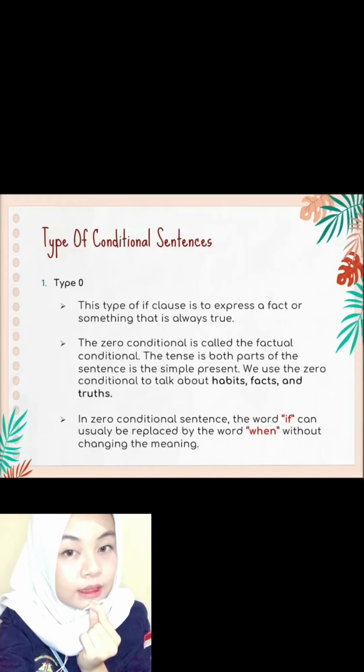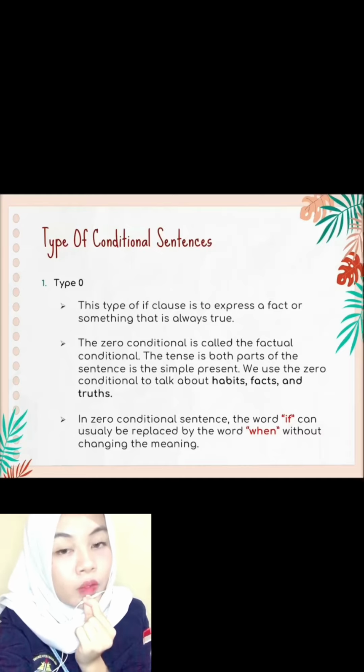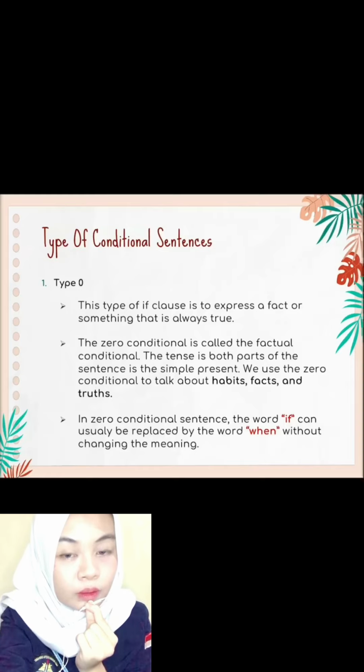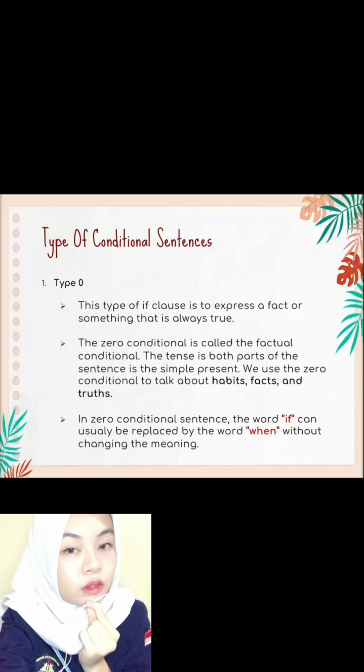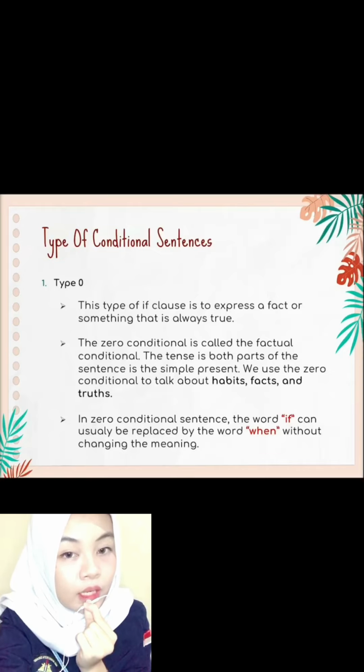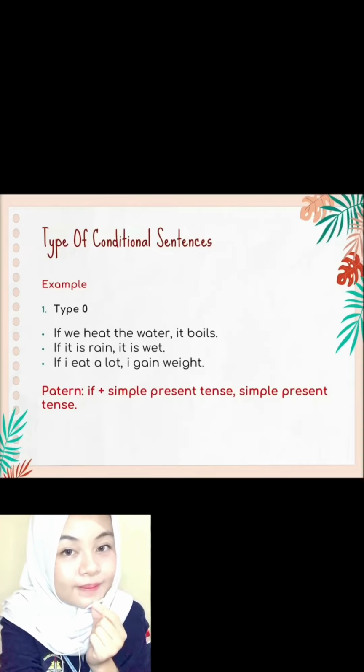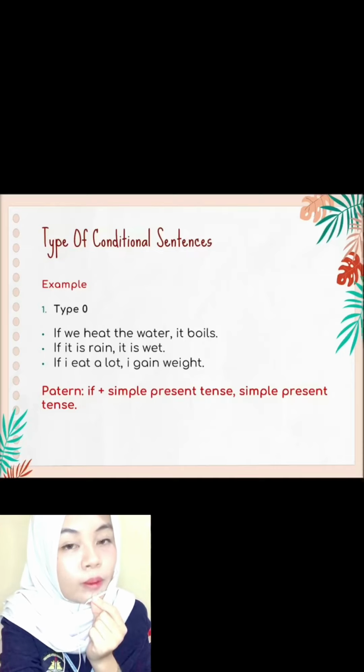The tense in both parts of the sentence is the simple present. We use the 0 conditional to talk about habit, fact, and truth. In 0 conditional sentences, the word if can usually be replaced by the word when without changing the meaning. As an example, if we heat water, it boils. So if we heat water, it will boil. This is a truth, right, or a fact.